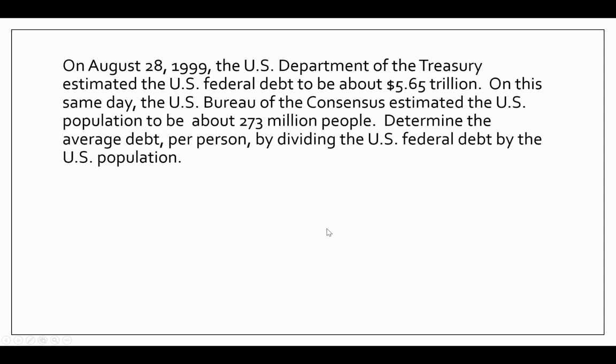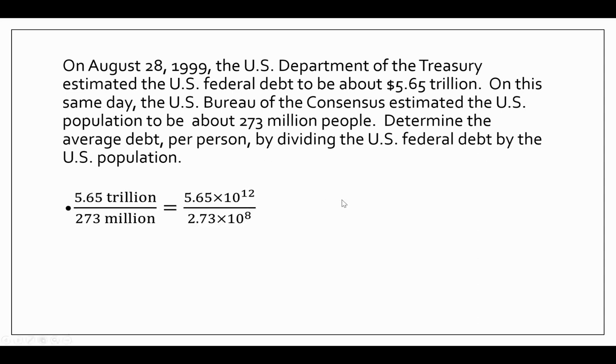Here's a quick word problem. You're going to have a couple of these word problems coming up on the homework as well. August 28th of 99, the U.S. Department of Treasury said the debt was about 5.65 trillion. I didn't look it up to see what it is now, but I'm scared to see it's probably higher. On the same day, the census estimated about 273 million people in the U.S. How much average debt per person?